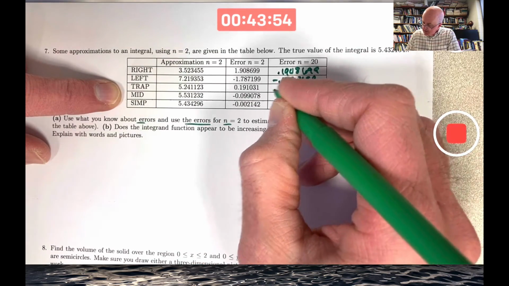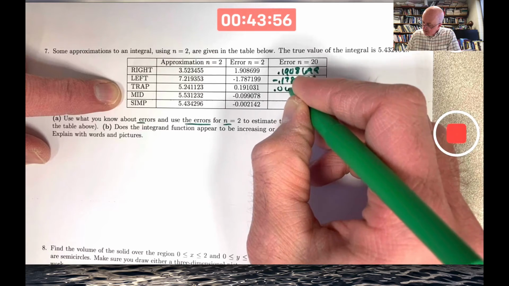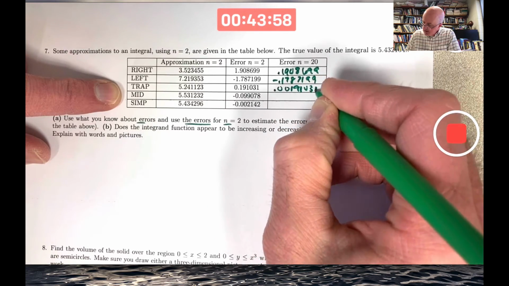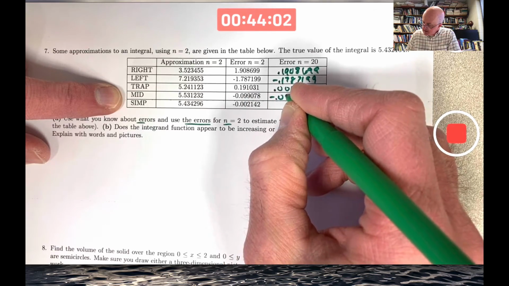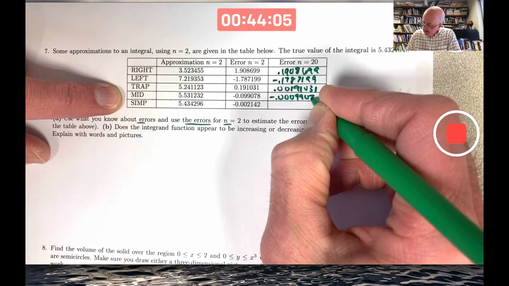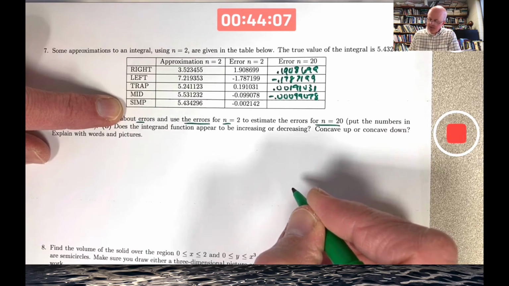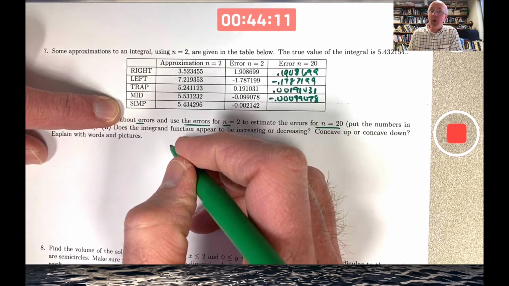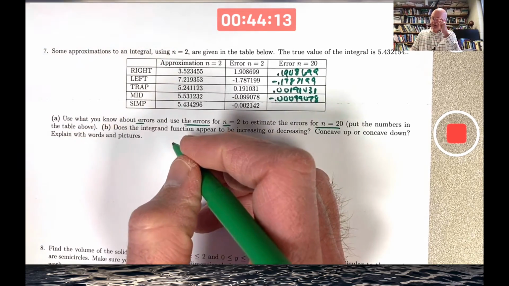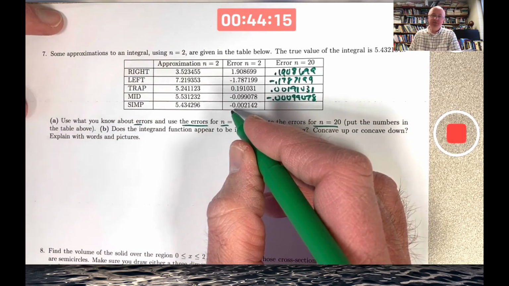So for the trapezoid rule, we're going to get 0.00191031, and for the midpoint rule, it'll be negative 0.0, add 2 more zeros, 0.0099078. And finally, for Simpson's rule, when we increase n by a factor of 10, the error goes down by a factor of 10 to the 4th. 10,000, wow. Move the decimal point to the left 4 spots.